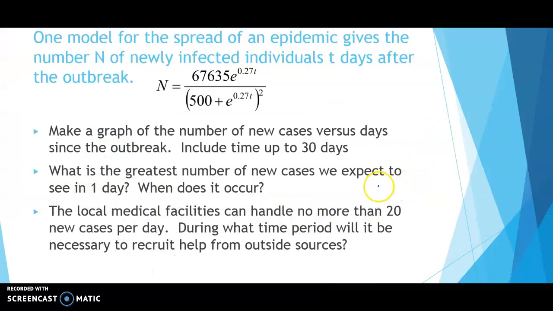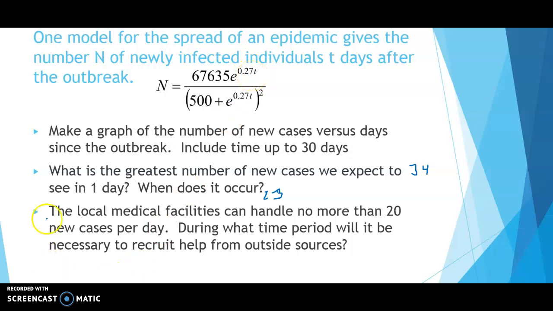So what is the greatest number of new cases? We said, rounding to a whole number, that it was 34, because that was the y, and the y was the n, the number of new cases. When does it occur? We said it happened on day 23, because 23, the t, was where we used x, or the t, the time in days.